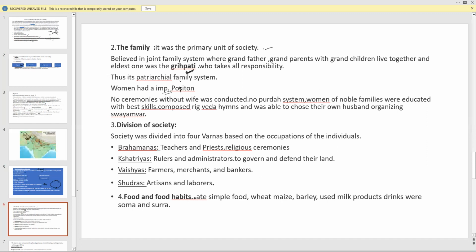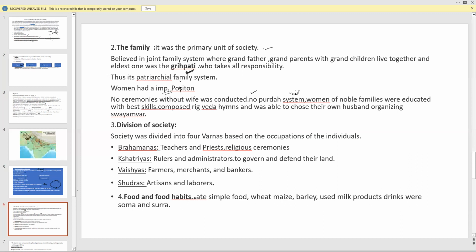Women also had great importance. From the point of view of the Mesopotamian and Egyptian civilizations, women played a very important role in that period. We can say that women had a very high position in society: no religious ceremonies were organized without the wife, together with the husband. There was no parda system. They did not put on any kind of veil. Women of noble families were educated with the best skills.